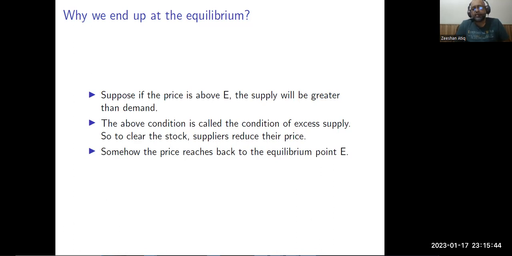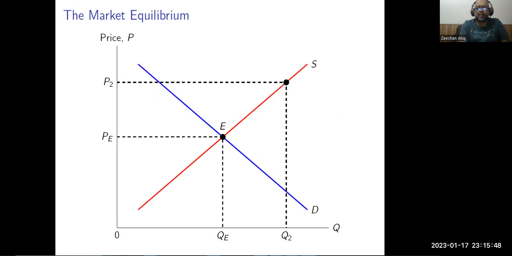Suppose the price is not equal to PE, what happens? Say, for example, the price is P2. At this particular point, you see the supply is greater than demand. According to the assumption of Adam Smith, people work in their own self-interest, and they are rational agents. When the producers see that the supply is more than demand, they bid prices down.